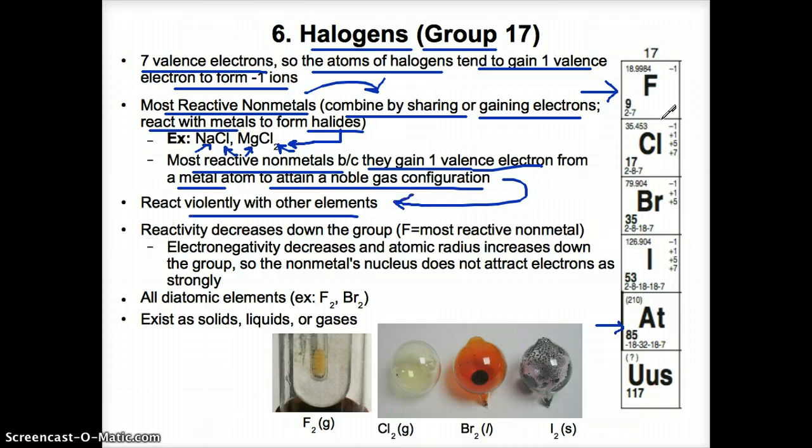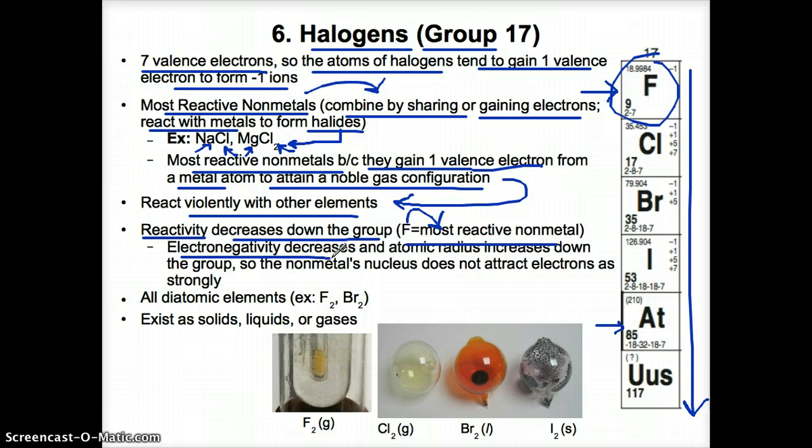And you can also compare the halogens' reactivities against one another by seeing what happens to reactivity down the group. Specifically, reactivity decreases down the group. Since F is at the top of group 17, it's the most reactive of all nonmetals. And as you go down the group, reactivity decreases because electronegativity decreases, or attraction decreases, and atomic radius increases down the group, so you get further and further from the nucleus. As a result, the nonmetal's nucleus does not attract electrons as strongly, and therefore it's not as nonmetallic.